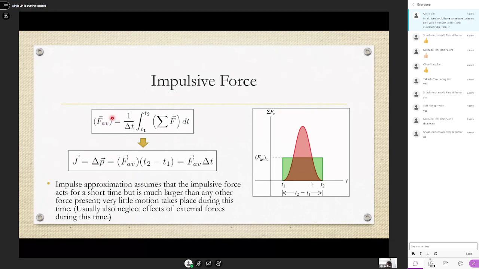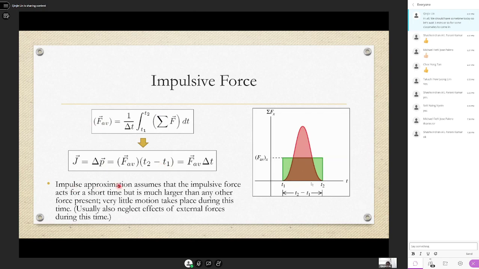Okay, so average force, you just take the average of this. Mathematical part, right? It's just saying you take the area of this, divide by the change in time. That's why you got a 1 over delta t. Basically, the area of it divided by the change in time. But what's more important here is this one. Impulse, the change in momentum, equals our average force times change in time. Average force times change in time.